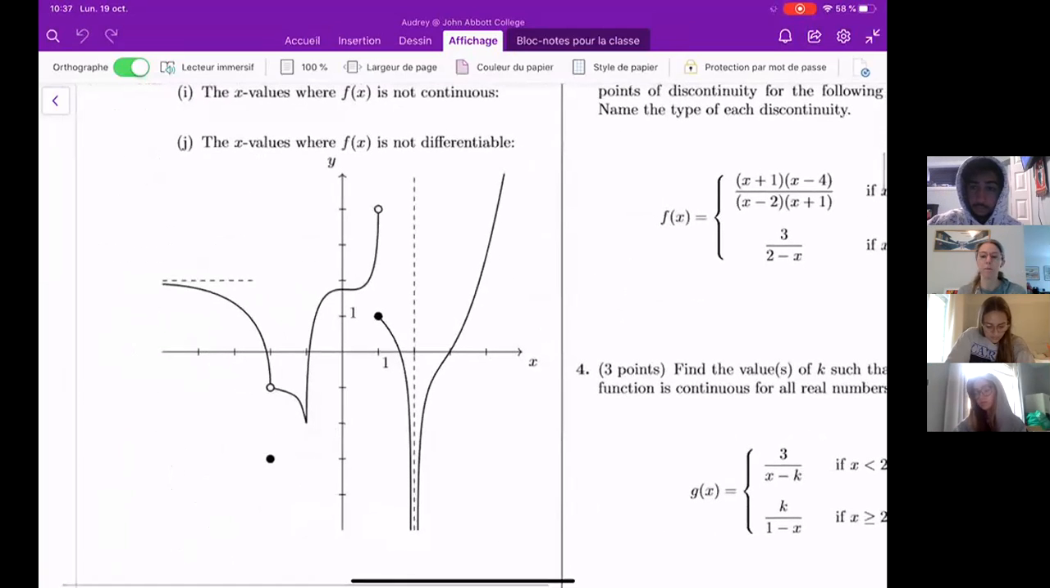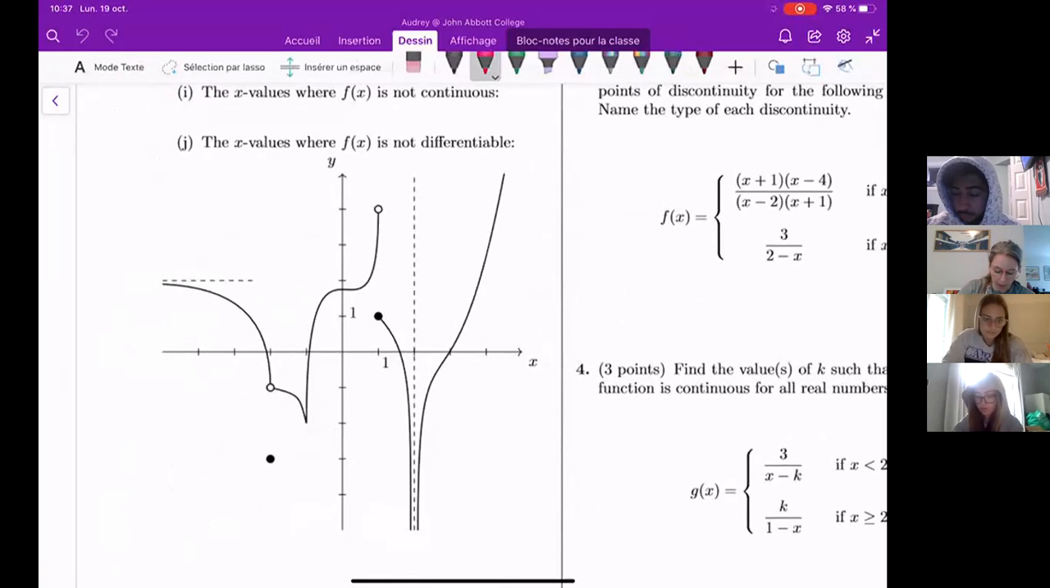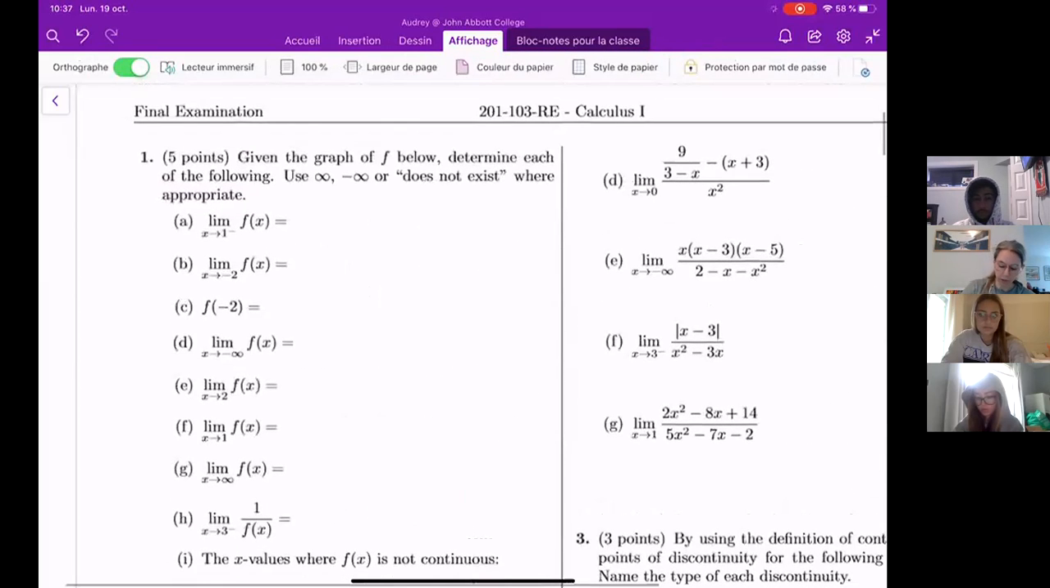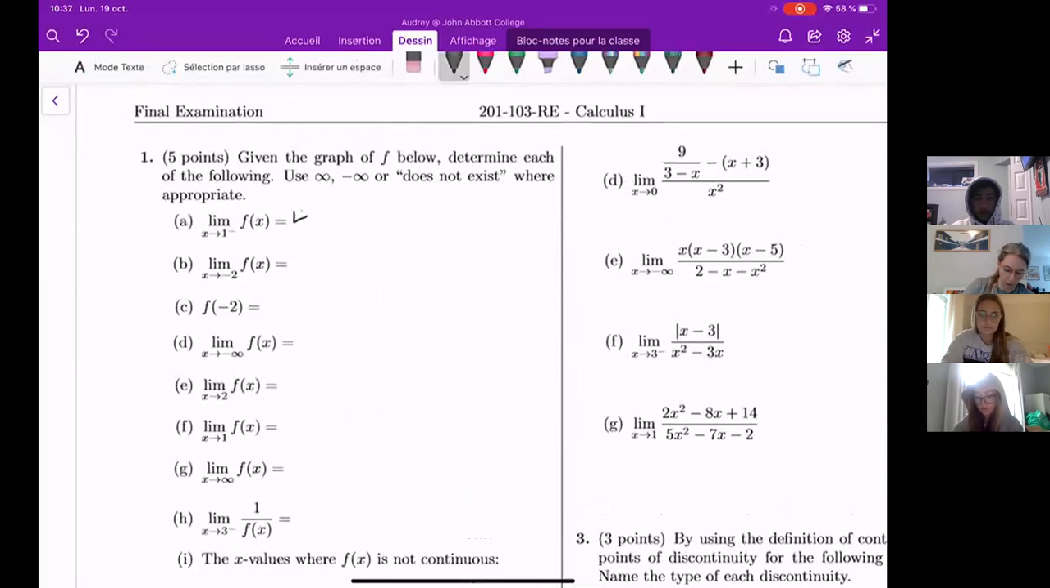So we're looking for 1 from the left. What is that going to be? 4. You got it. It's 4. So if I look at 1, if I'm on the left side of 1, I find the graph, I'm going up to the graph, I get that value of 4. So 1 from the left here will be 4.